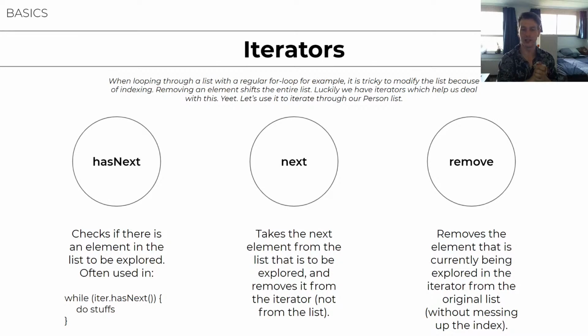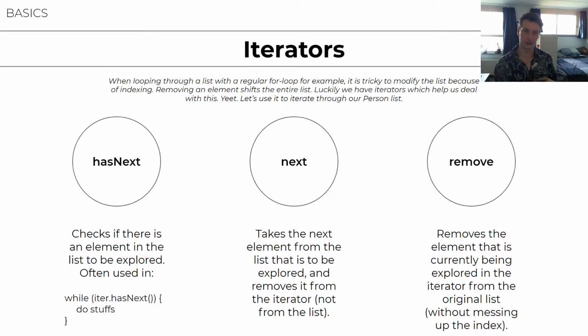So iterators allow you to loop through a list and remove elements from that list without essentially destroying your iterator. You can still properly iterate through the list. Iterators have three functions, and I'll show you an example of how it works in a bit.